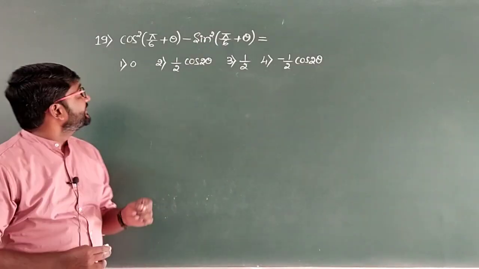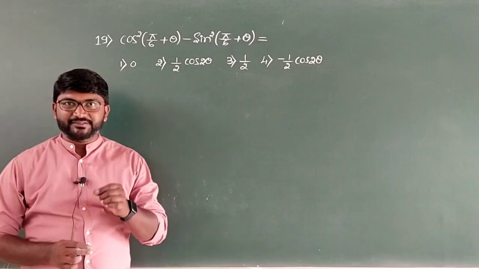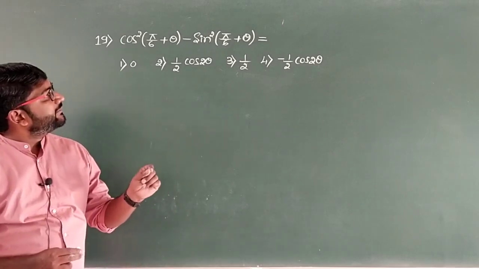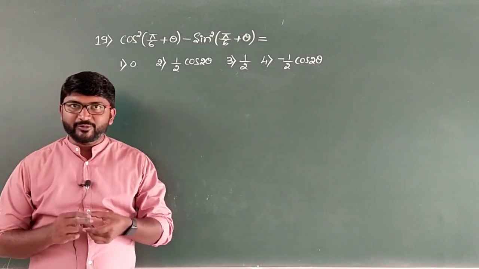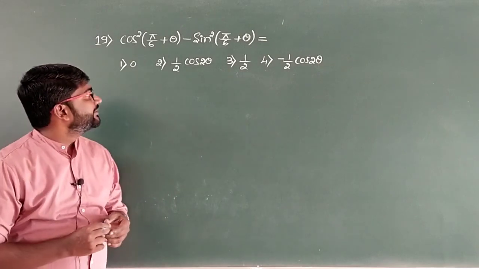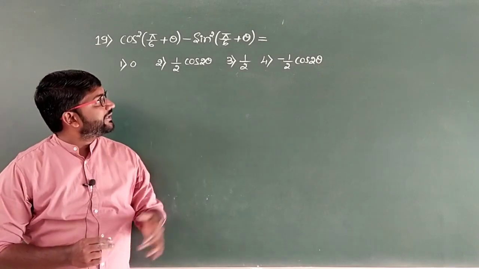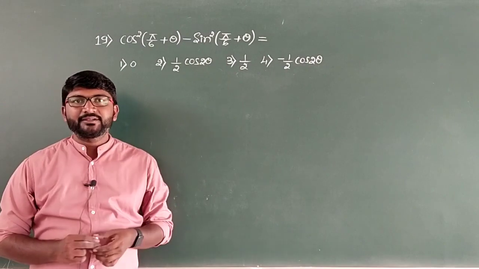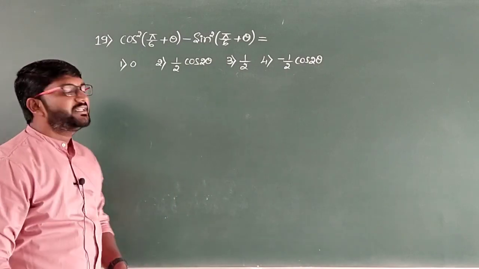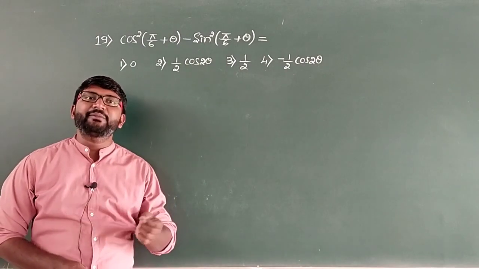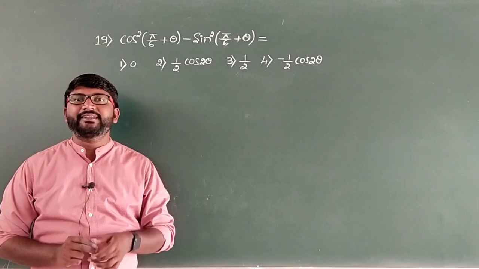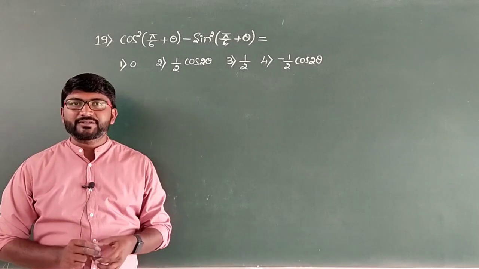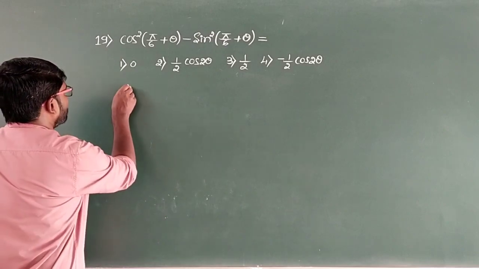Well, the next question: cos square of pi by 6 plus theta minus sin square of pi by 6 plus theta equals, and the four options are 0, 1 by 2 cos 2 theta, 1 by 2, and minus 1 by 2 cos 2 theta. For this we have the standard formula: cos square a minus sin square b can be written as cos of a plus b into cos of a minus b.